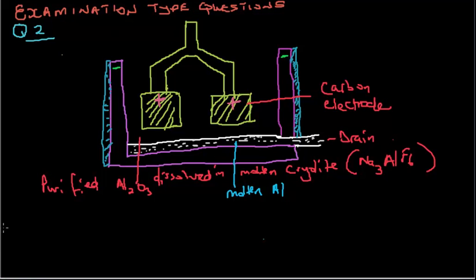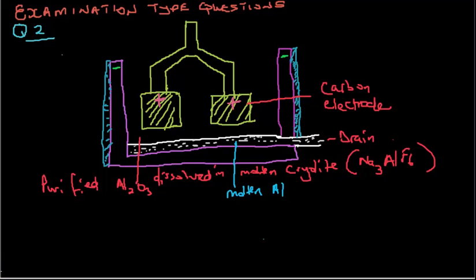Our first question, question 2.1, states the energy conversion that takes place in this electrolytic cell. Remember what we said when we were discussing electrolytic cells. Electrolytic cells are those types of cells which change electrical energy into chemical energy. So this one is an electrolytic cell. Therefore, it changes electrical energy to chemical energy.